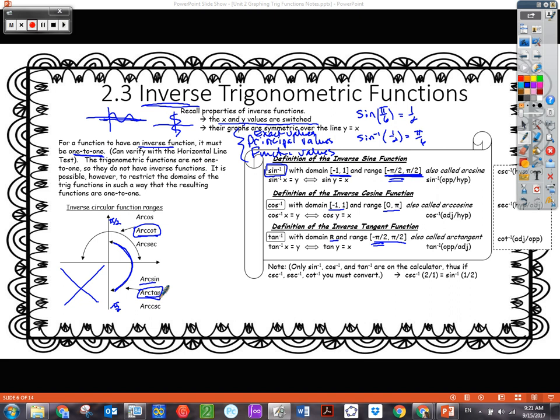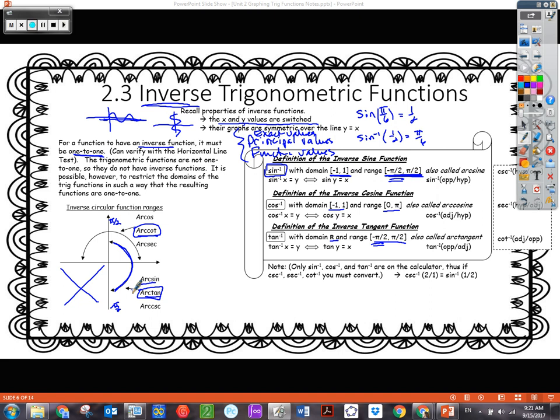Maybe you'll come up with a better way to remember that the principal value, the function value, for arc cotangent in the negative would be in the second quadrant. The negative arc tangent is in the fourth quadrant. Okay, so that is function values.